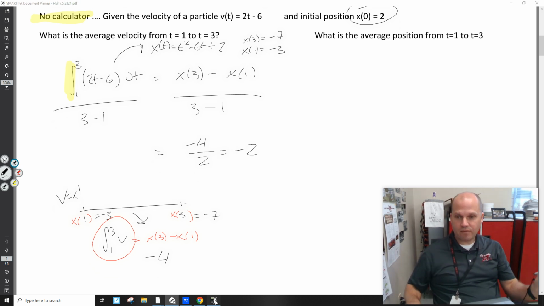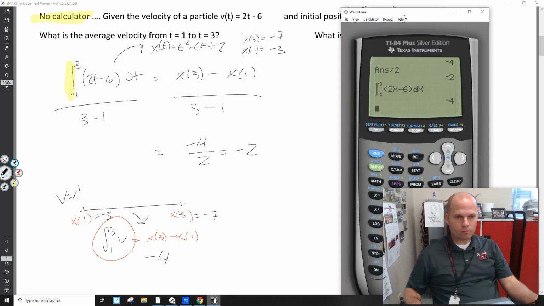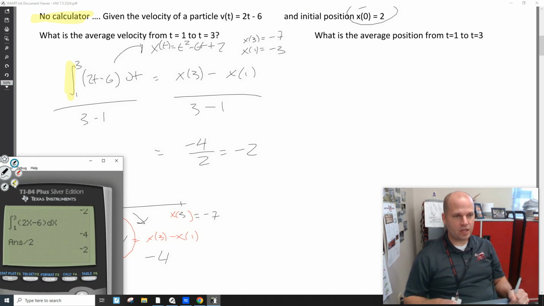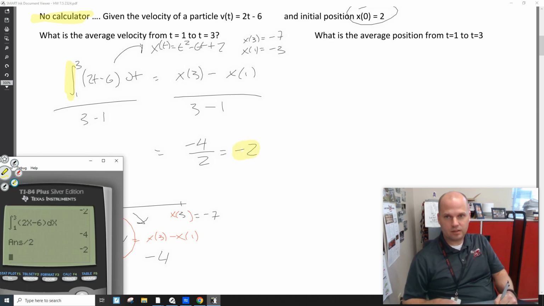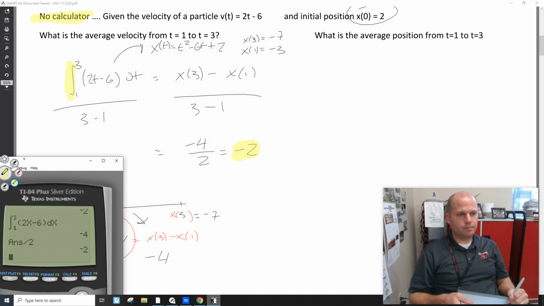If you have your calculator, check your work. Let's make sure my accumulation of my derivative was correct. Cool. Divided by 2. Good. We got the same answer that we are looking for. The average velocity is this. Now let's go to the real kicker here.